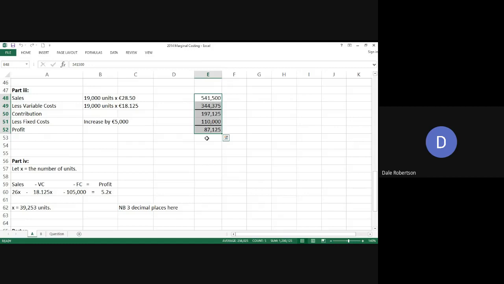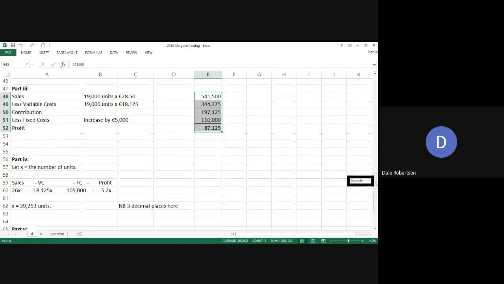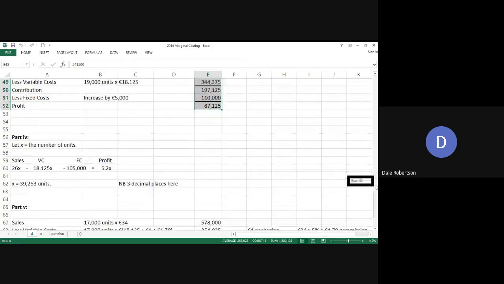Part 4 of the question says the number of units that must be sold at 26 euro per unit to provide a profit of 20% of the same revenue from these units. Well, this is our basic algebra. This was part 5, I think, in the 2011 question we did. It's an algebra question where we're going to let x equal the number of units.